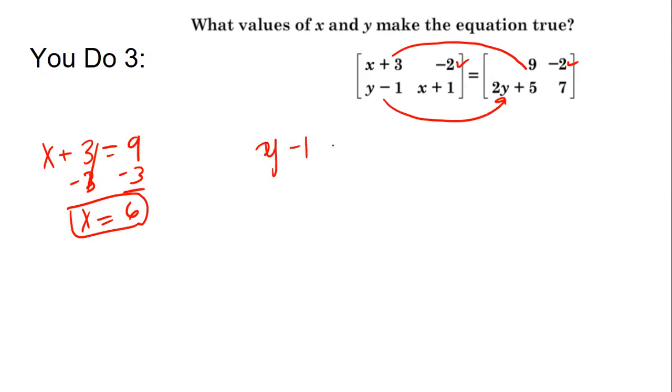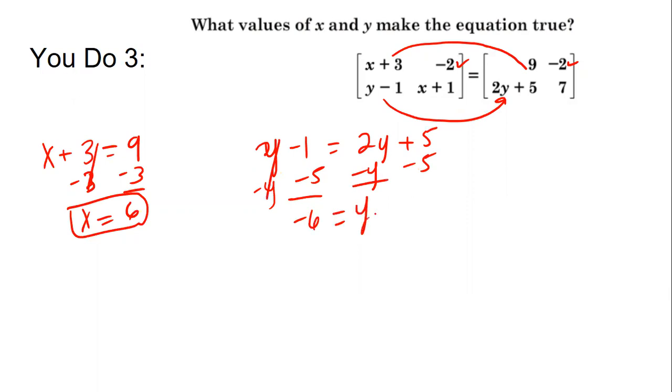So we have Y minus 1 equals 2Y plus 5. I'm going to subtract Y. It doesn't matter which way you do it. I'm going to subtract 5. I moved my smallest coefficient first so that I don't end up with negatives. So you have -6 equals Y. What is Y? -6. Oh, so I was right.